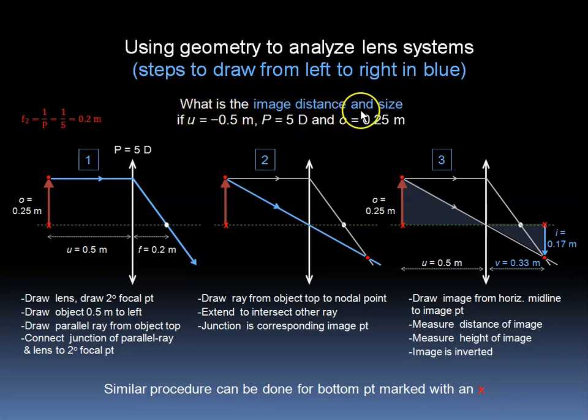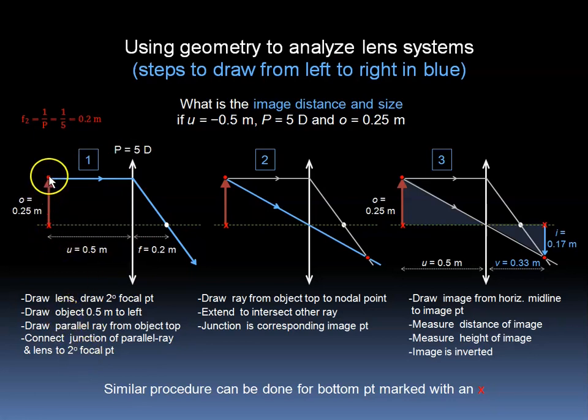What is the image distance and size if u is minus 0.5, that is, the object is 0.5 meter to the left of the lens? The power of this lens is 5 diopters, and the object height is 0.25 meter. First, we draw the lens, then we draw the secondary focal point, which is 0.2 meter to the right. We know that because the power is 5 diopters. We draw the object 0.5 meter to the left.